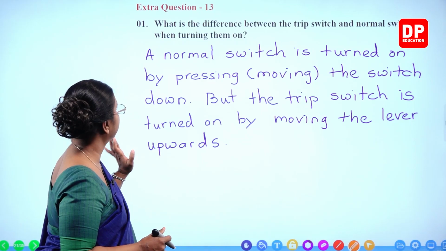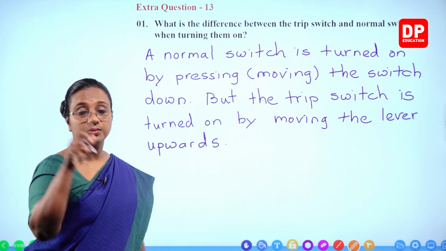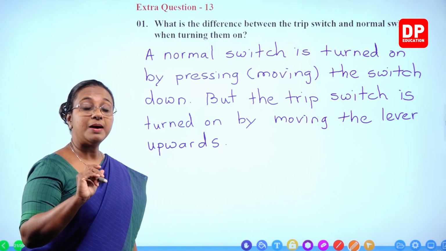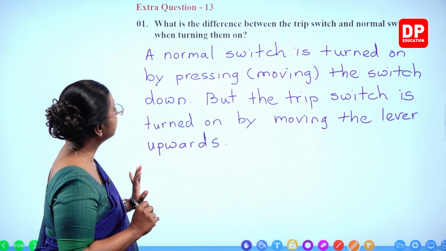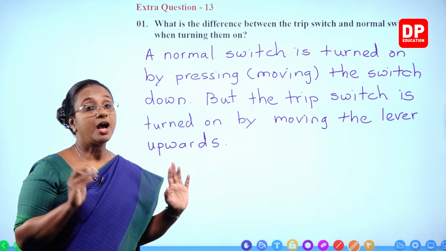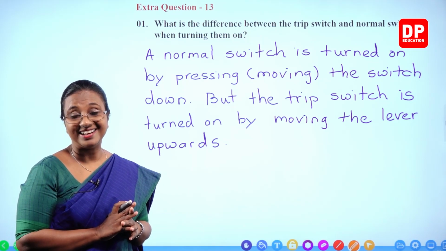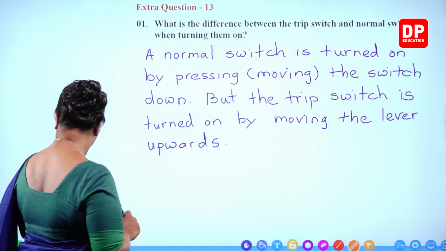That is the difference. A normal switch is turned on by pressing the switch down. This is how you switch it on. But in a trip switch, you have to move the lever up. So that is the difference between a normal switch and a trip switch. I am sure you can remember that. So with that students, we'll move on to the next question.